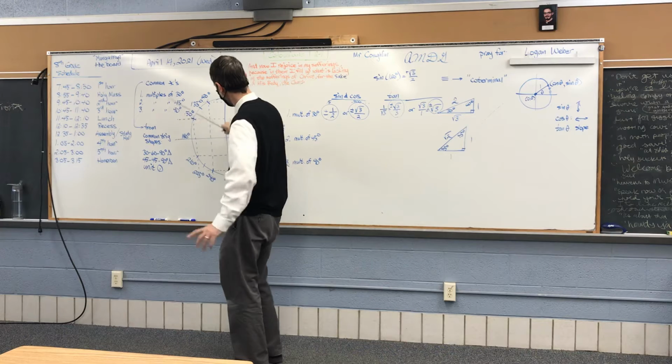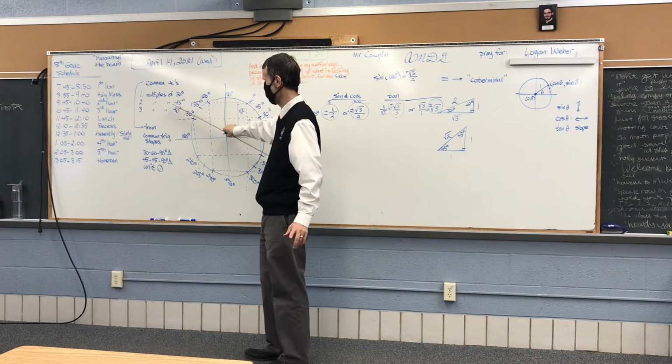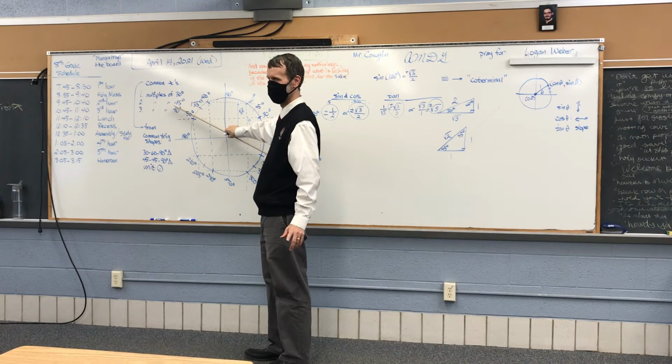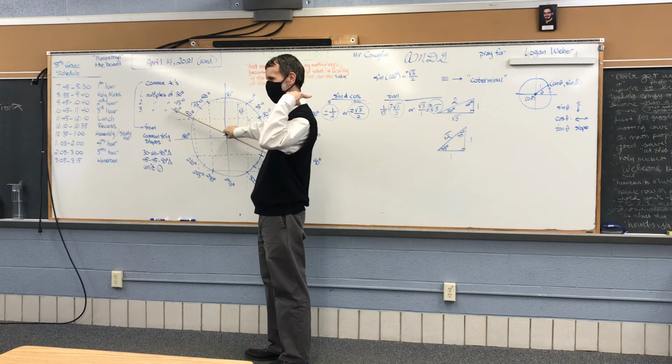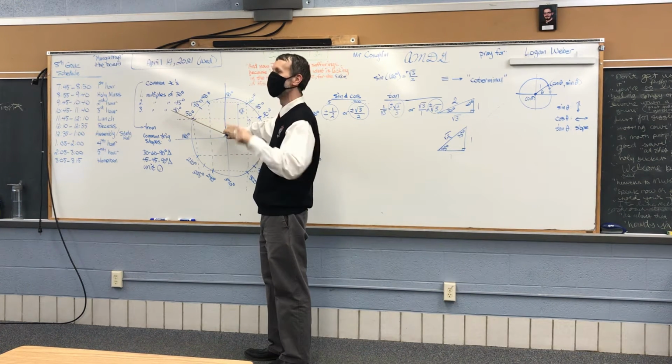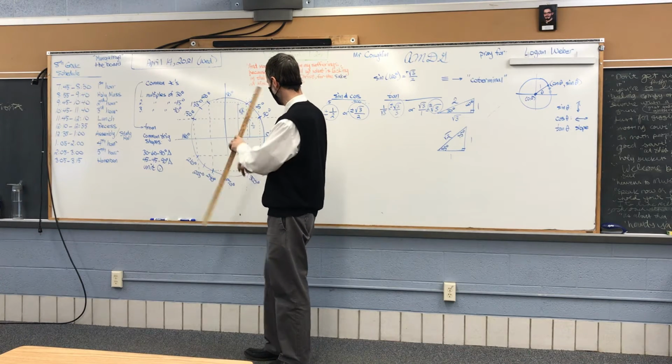Julie Sishan, what is the slope here? 150. Negative or positive? Negative. A lot or a little? A little. Which one is it? Yeah, so what's the final answer? Negative radical 3/3.